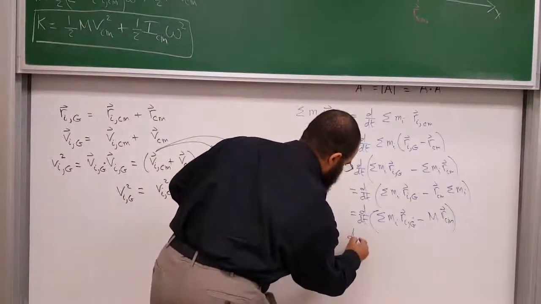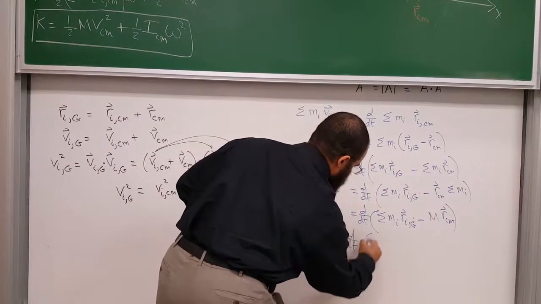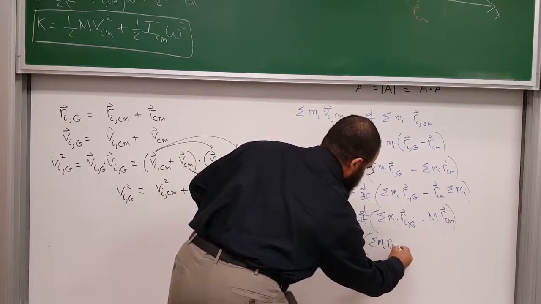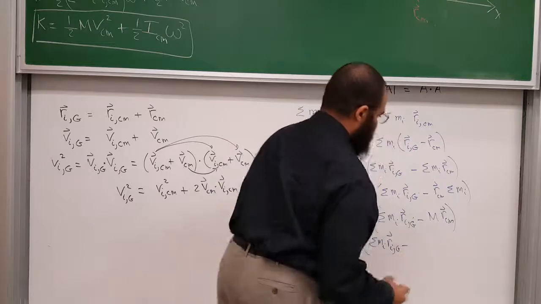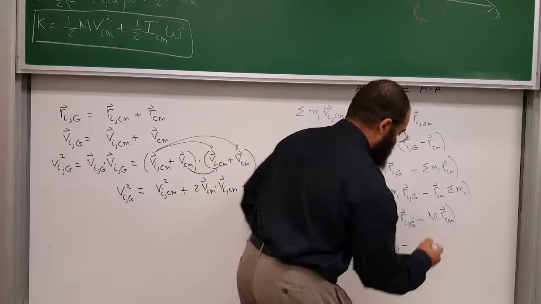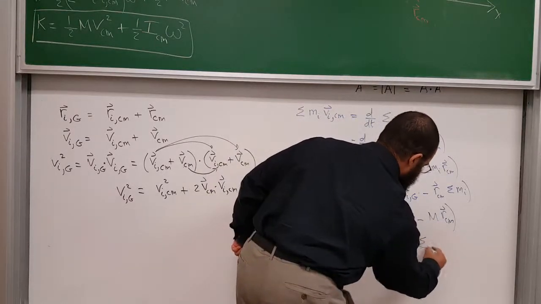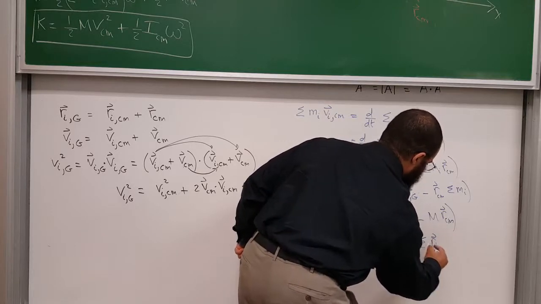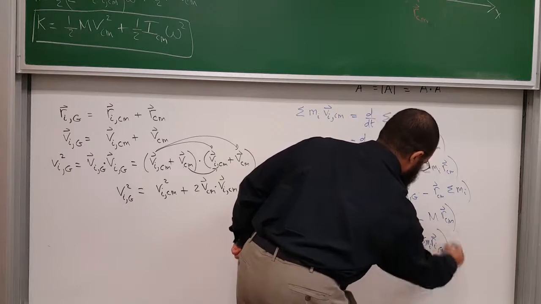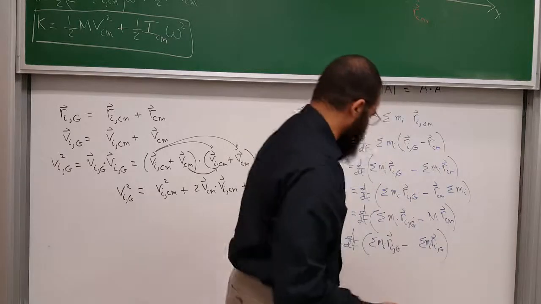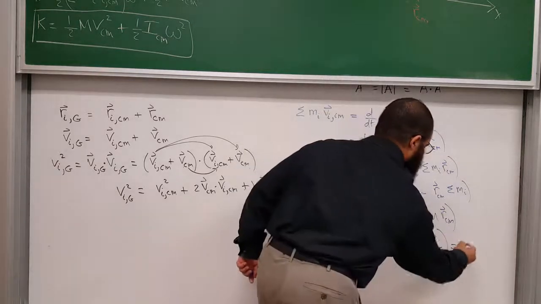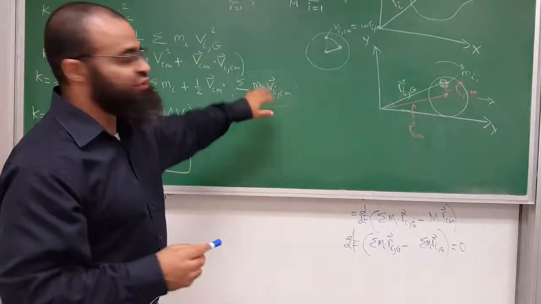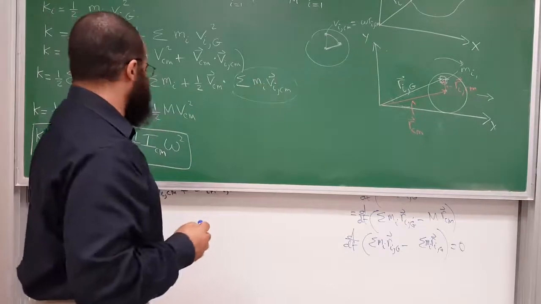So d/dt of the sum over m_i r_i relative to the ground minus, again, the mass times the center of mass. Well, that's just the sum over r_i relative to the ground times m_i. But this and this are exactly the same, so you get 0. It's 0. That's why this part here is equal to 0.